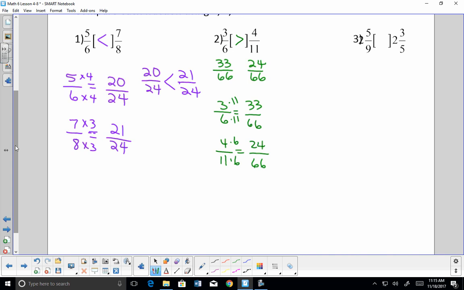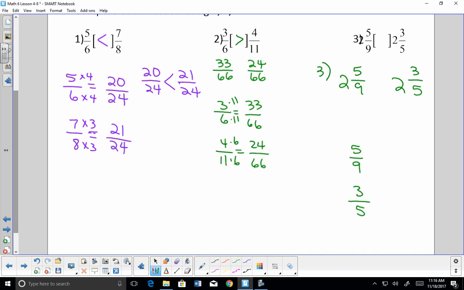Now when we look at problem number 3 here, wow, that got a little messed up. Problem number 3 says 2 and 5/9 and 2 and 3/5. They're both mixed numbers. They both have 2 as a whole number. So really all I need to pay attention to is the fractional parts. I need to compare the fractional parts. So I need to look at the 5/9 and the 3/5.